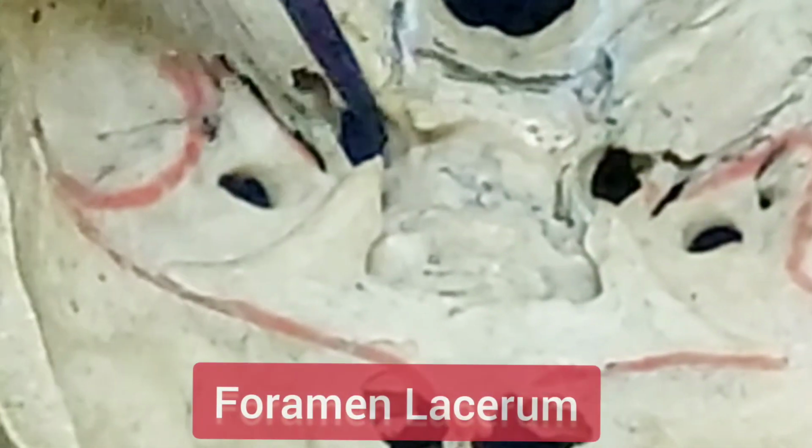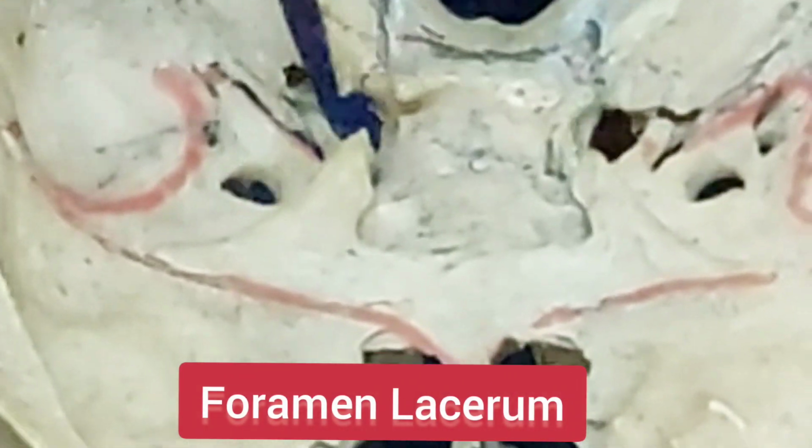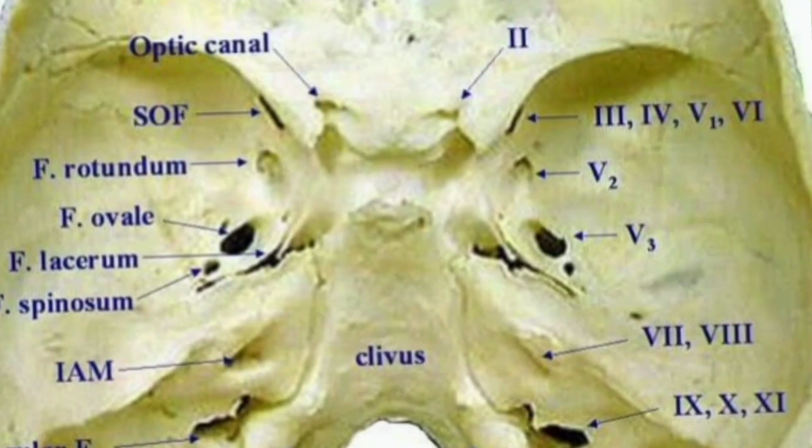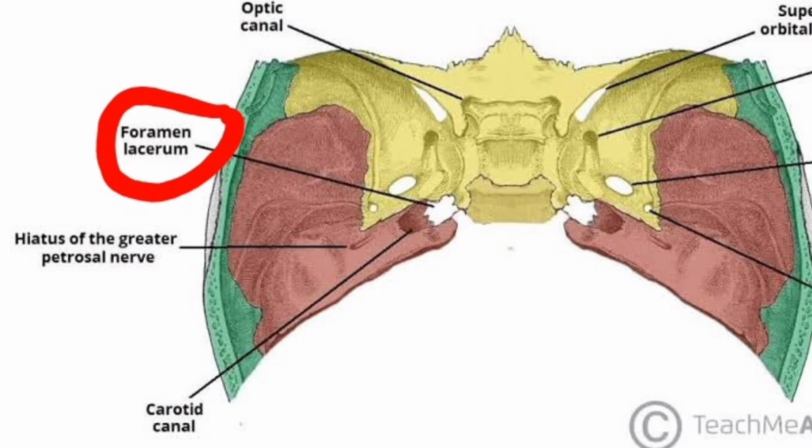And another important foramen is found here, this one. This is called foramen lacerum, on both sides. Why is it called foramen lacerum? Because the margin of this foramen is lacerated or irregular. So the name is foramen lacerum. If you are asked, is it actually a foramen? The answer is no. Why? Because this foramen is not present in any single bone.